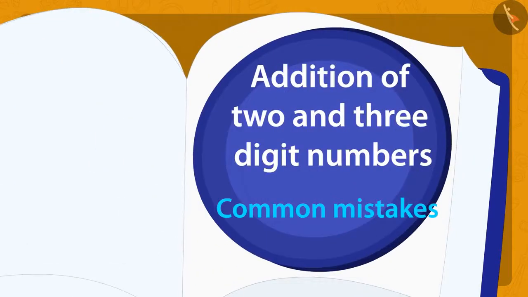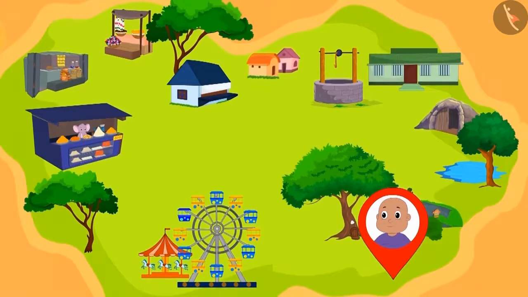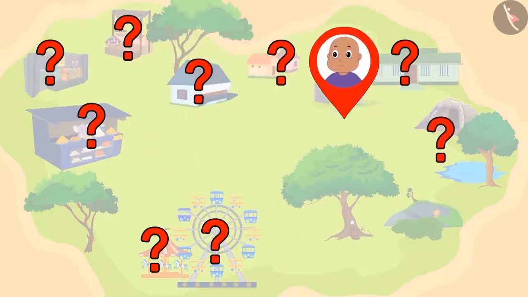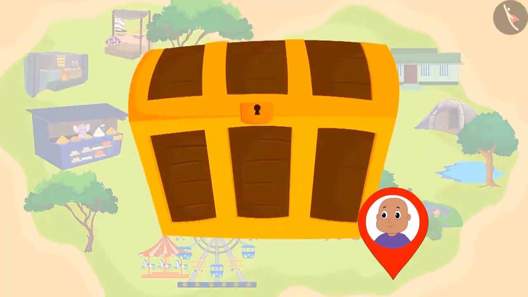Children, till now we have learned about the addition of 2 and 3-digit numbers using the carryover method. In this lesson, we will look at some common mistakes related to it. Raju and Bablu are playing a unique game. Raju has hidden some puzzles for Bablu in the village. After solving each puzzle correctly, Bablu will reach the location of the next puzzle. There, he will find another puzzle. Once all the puzzles are solved, Bablu will find Raju's hidden object.